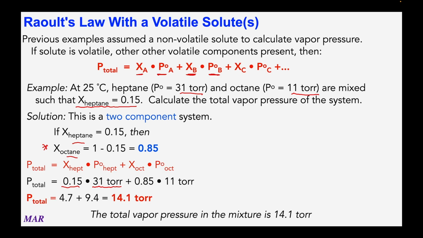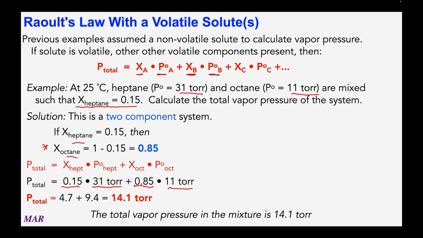So if 31 torr is the heptane, we'll multiply that by 0.15, the mole fraction of the heptane. And then to that, we'll add the mole fraction of the octane times its vapor pressure, which is 11 torr in this problem. Multiply them together, add them up. 14.1 torr is the total vapor pressure in the mixture.